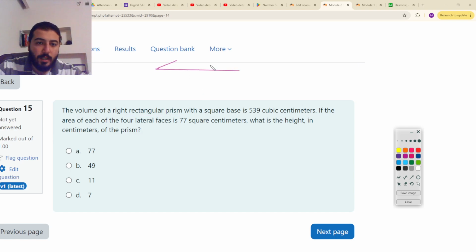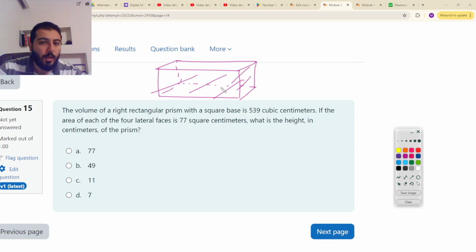A rectangular prism is a rectangle, then we give it a depth or height. So this is the top base, and there is a bottom base, and there are four lateral faces: this and this and this side and this side. He said that the area of each of the four lateral faces is 77. What is the height of this?